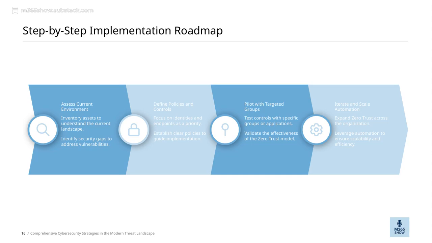Focusing on identities and endpoints as priorities helps us understand how these critical areas respond to our security measures. Establishing clear policies to guide the implementation is essential here. These policies set the standards and expectations for everyone involved. Finally, before deploying broadly, we need to assess our current environment. That involves inventorying our assets to understand what we have and identifying any security gaps that need addressing. This foundational step ensures that our zero trust journey is built on a solid understanding of where we stand today.